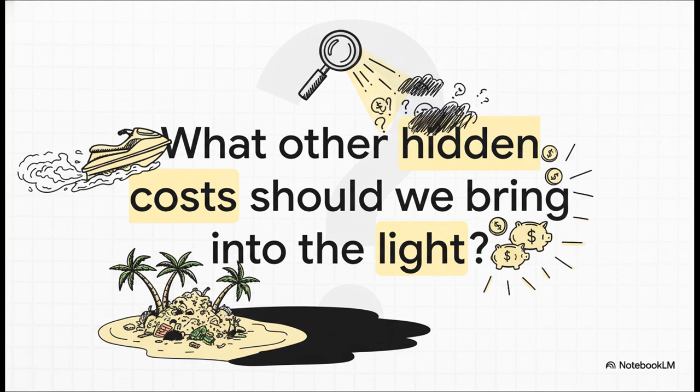So we'll leave you with this question to think about. If we can actually put a price on a noisy jet ski or a trashed beach, what other hidden costs are lurking out there in our economy? What are the negative externalities in your industry's supply chain or in your company's energy use or even in how your product is disposed of at the end of its life? What other hidden costs should we be bringing into the light?